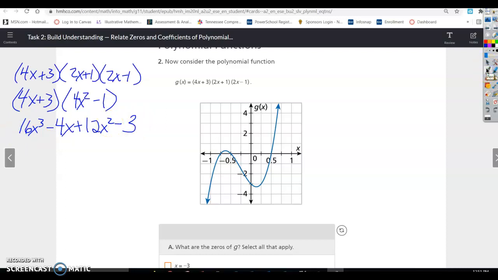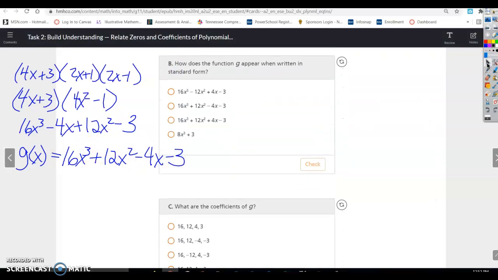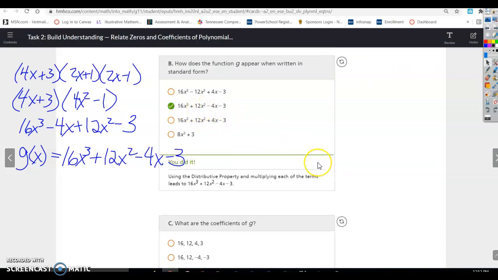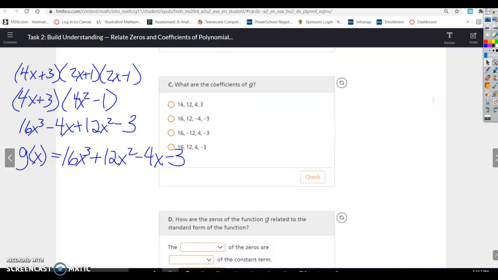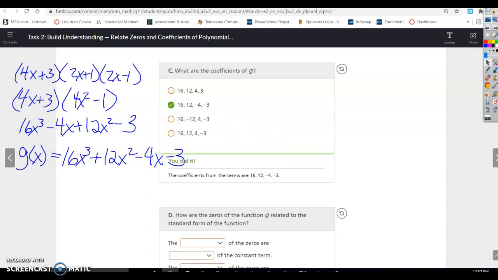So to write this in standard form, I'm going to have g of x equals 16x cubed plus 12x squared minus 4x minus 3. So this is in standard form. All right, let's go back down to the question. 16x cubed plus 12x squared minus 4x minus 3 is the second answer there. All right, what are the coefficients of g? So we've got 16, 12, negative 4, and negative 3.